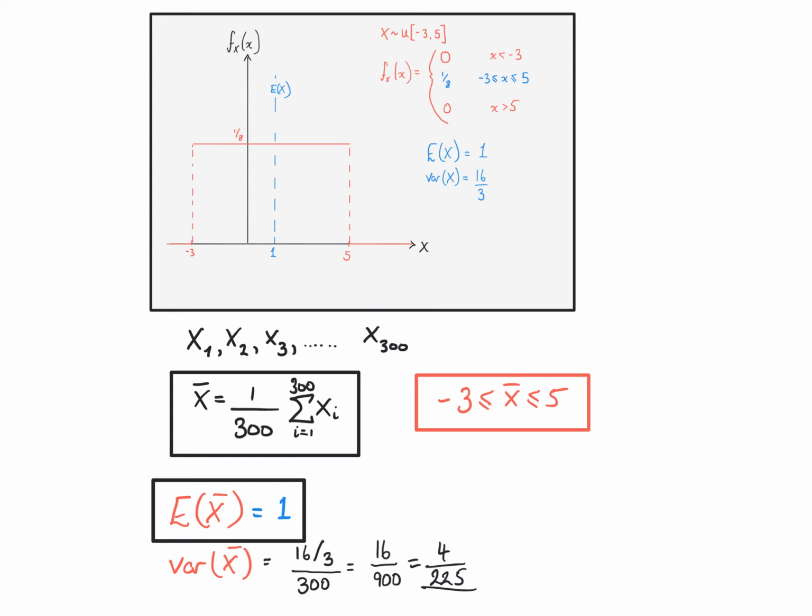The intuition behind this variance of the x bar is this is telling us about how much the sample mean varies between different samples.